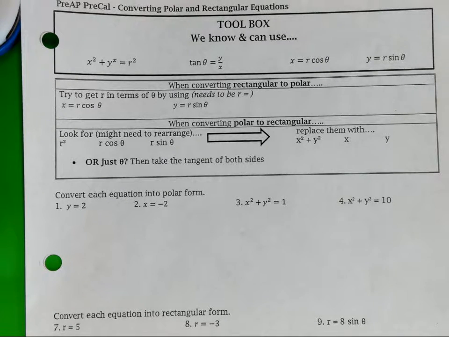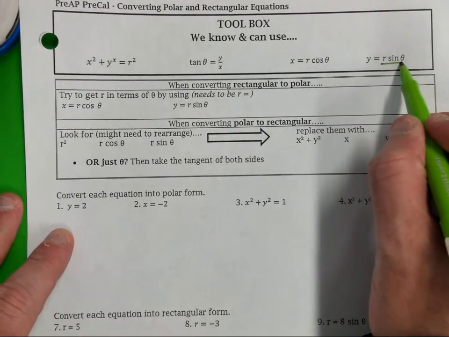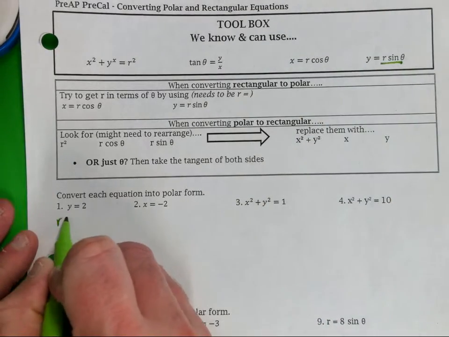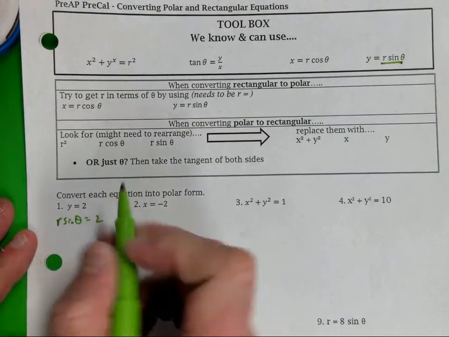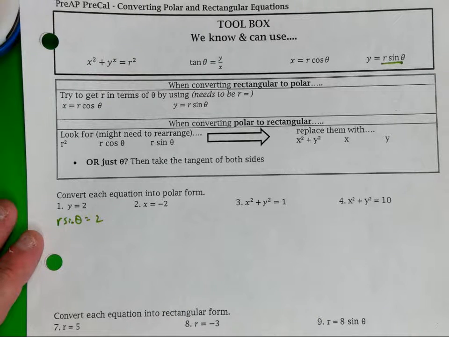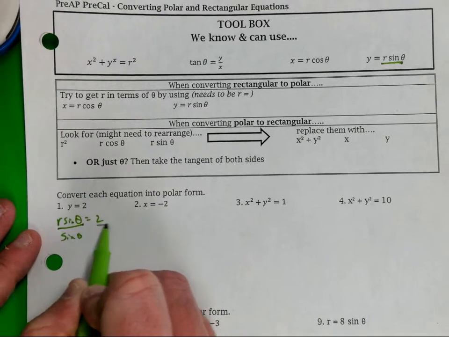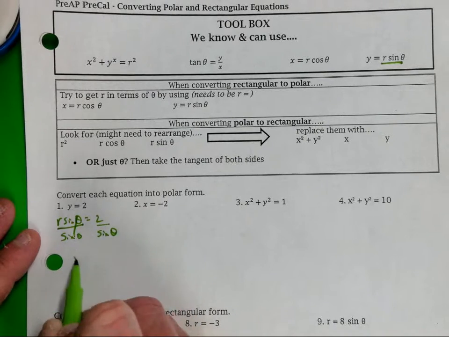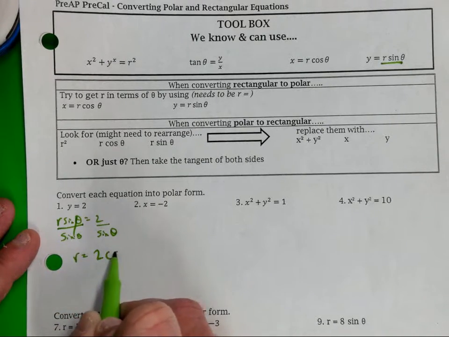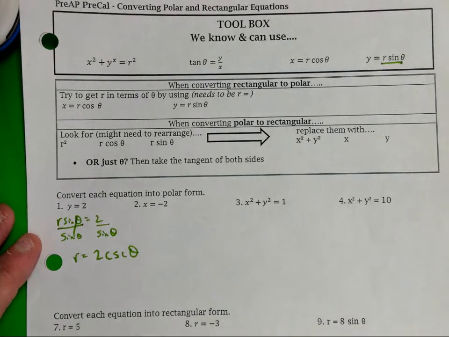What can I replace Y with? That means the same thing as Y. Y equals, what's that formula we learned? R sine theta. Y is equal to R sine theta. So I can replace Y with R sine theta equals 2. Now remember, I just said you need to get R by itself in your final answer. I'm going to divide both sides by sine theta. When sine theta goes to the denominator, you can rewrite it as 2 what? 2 cosecant theta will be your answer.